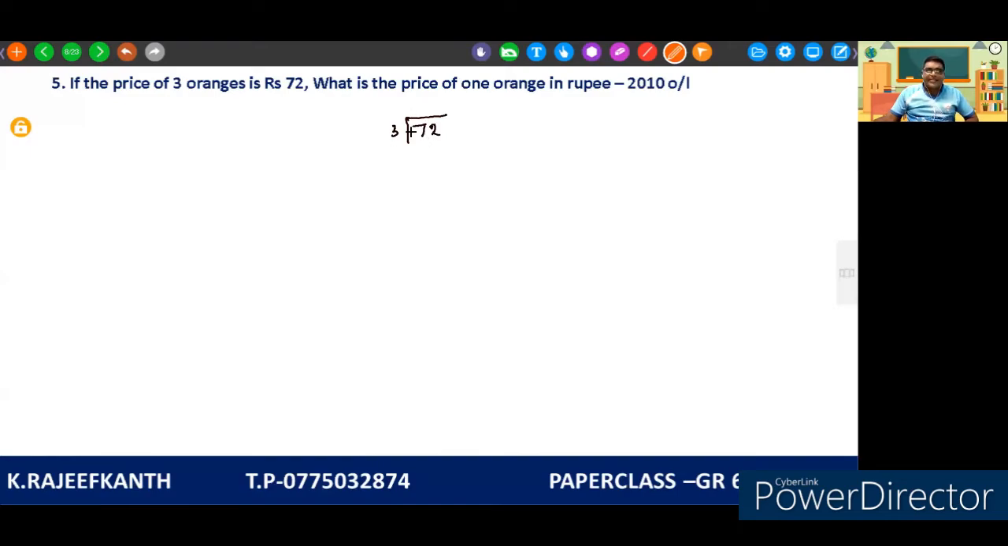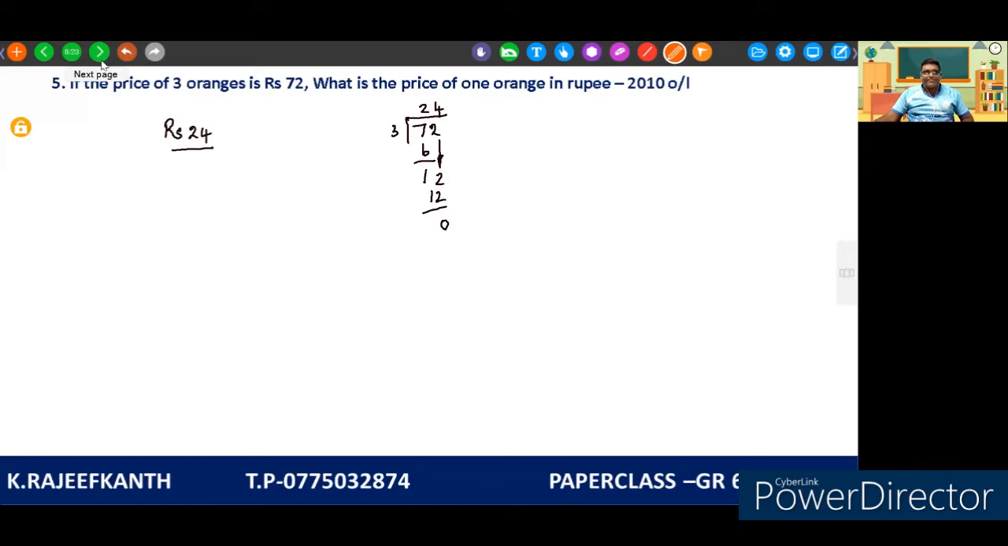So in 7, there are 2 3s, then 6, balance 1. Now we have to bring down this 2, then 12. In 12, there are 4 3s, then the remainder is 0. So what is the price of 1 orange? That is rupees 24. Don't forget to write the unit. When you are writing the answer, if we have to write the unit, then we must write the unit, right? Here, this is the price of 1 orange. So we have to write the unit, that is rupees. So rupees 24 is the price of 1 orange.